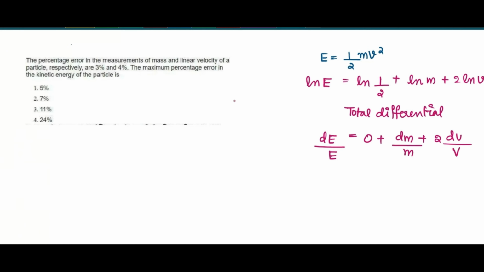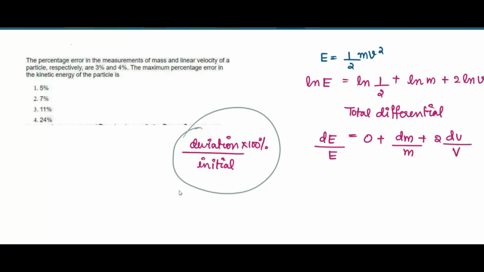What is error? Error means how much deviation is there divided by the initial value. That is what we call error, into 100%. So this is actually what error is. Error means whatever deviation you can see within a system divided by its initial value into 100. Okay? So what is DE? DE means it is deviation. How much deviation has happened.